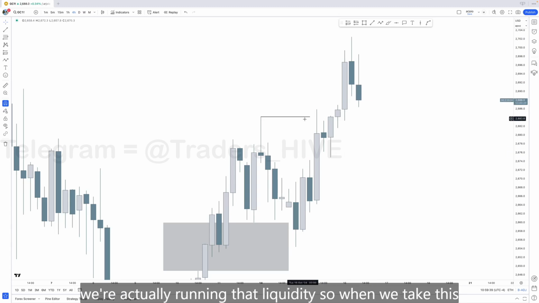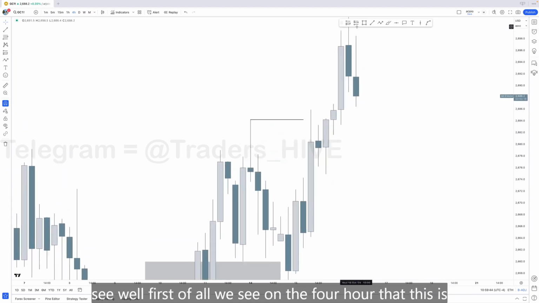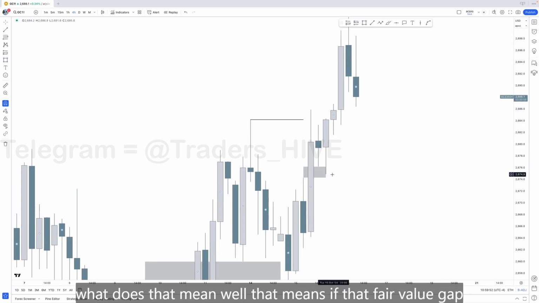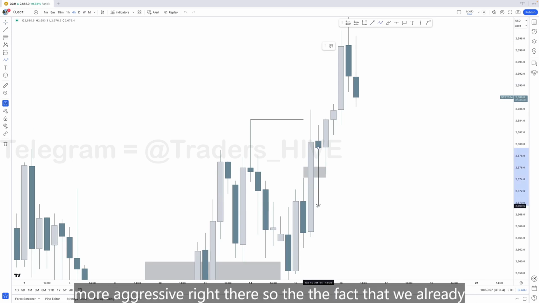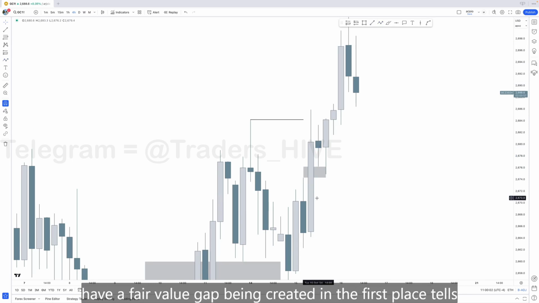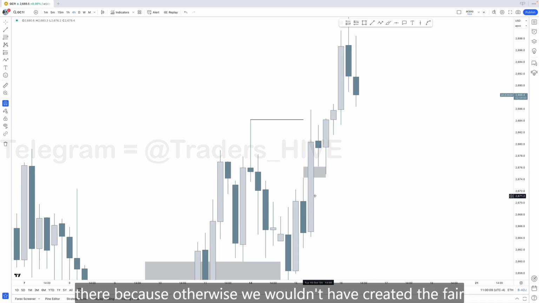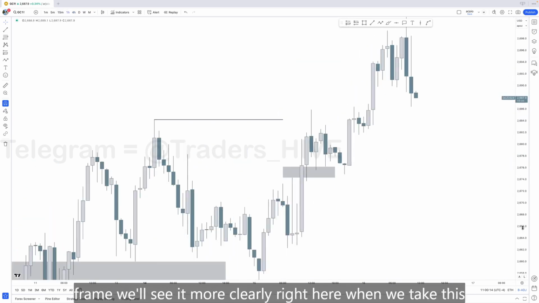So when we take this high right there, when we trade above that high, what do we see? Well, first of all, we see on the 4 hour that this is actually a fair value gap that is created in the first place. What does that mean? Well, that means if that fair value gap was not created, then this down candle would have been a lot more aggressive right there. So the fact that we already have a fair value gap being created in the first place tells us, well, it's not an extremely aggressive down candle right there, because otherwise we wouldn't have created the fair value gap in the first place. Now, if we go down a time frame, we'll see it more clearly right here.